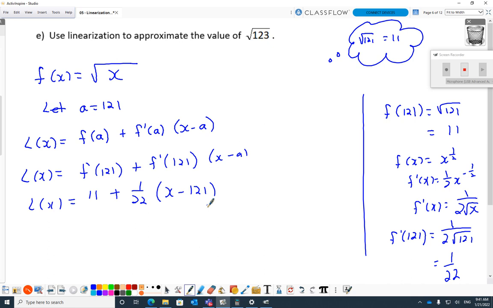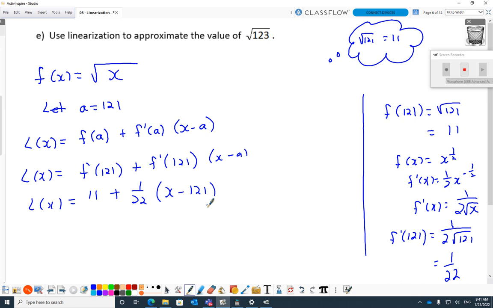Okay, I get it. When you're first seeing these, you're like, yeah, well, this is great, but where's the 123 in all this? Should be close to this value. 123 is close to 121. Yeah? Is it close enough? Well, okay, we can check if you want. But I think it's pretty close. 123 and 121 are pretty close. What do I do with the 123 now? I just don't have an answer. I've got a linearization, but I don't have an approximation yet.